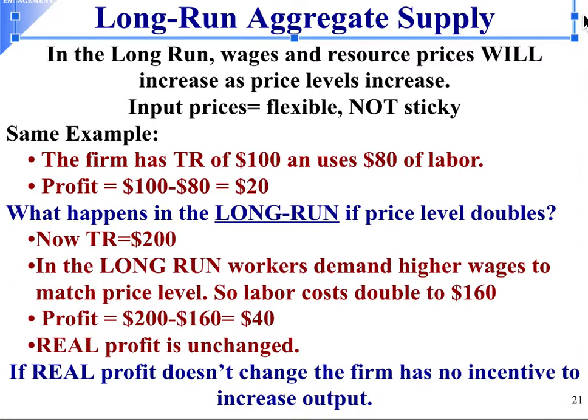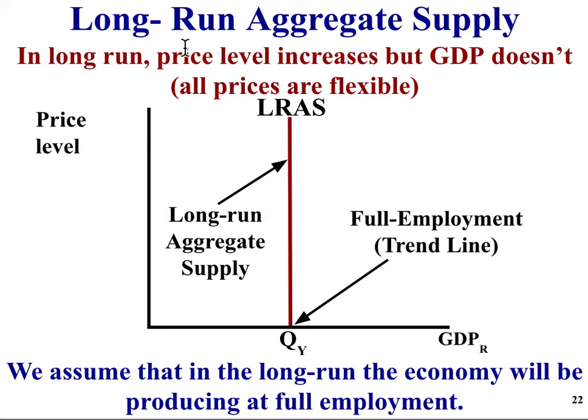So how does this look graphically? Well, the long run aggregate supply curve is actually a straight vertical line. So this is showing the relationship that no matter how price level increases, there will be no change in quantity. So we would call this an inelastic supply curve. Even if price levels increase, the GDP doesn't, because all prices are flexible.